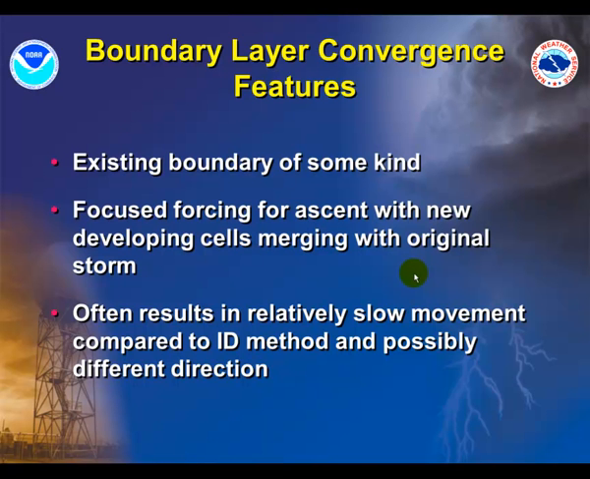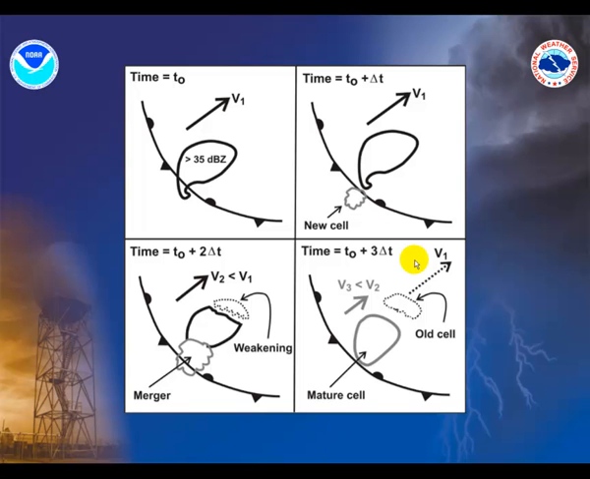So another boundary layer convergence feature, this will be where a different type of front, perhaps a stationary front. And when we talk about this, it's an existing boundary of some kind pre-existing the convection. We have focus forcing for ascent with new developing cells merging with the original storm. This can often result in a slower movement compared to the ID method and possibly a different direction.